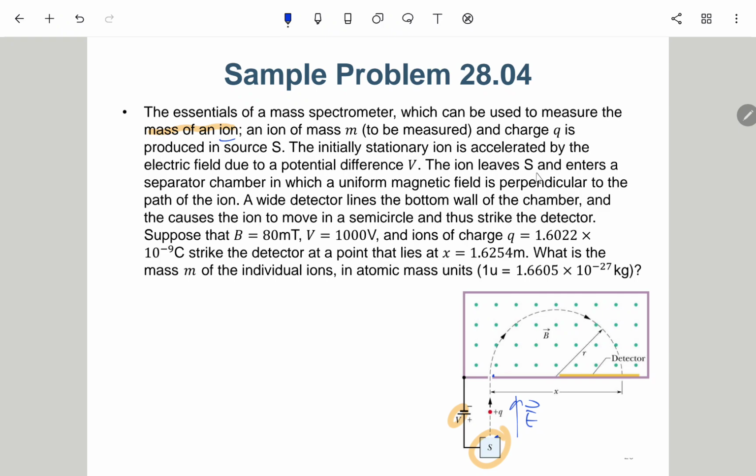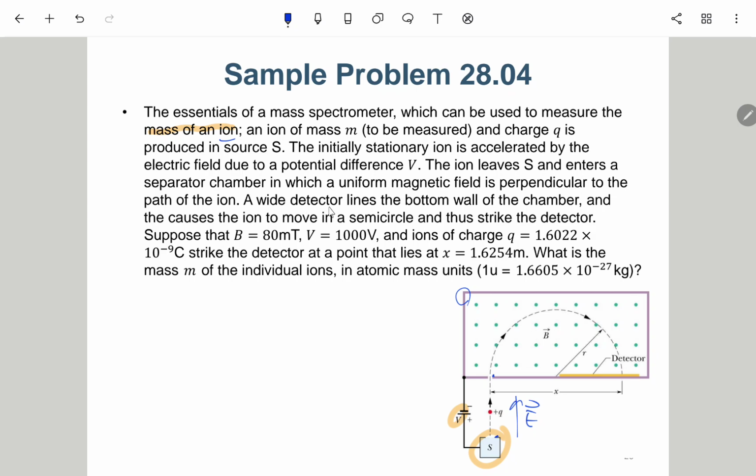Okay, so the ion leaves S and enters a separated chamber in which a uniform B field is perpendicular to the path of the ion. Okay, so this purple box is the chamber. Okay, inside it there is a uniform B field, and it is out of the page, indicated by these green dots.